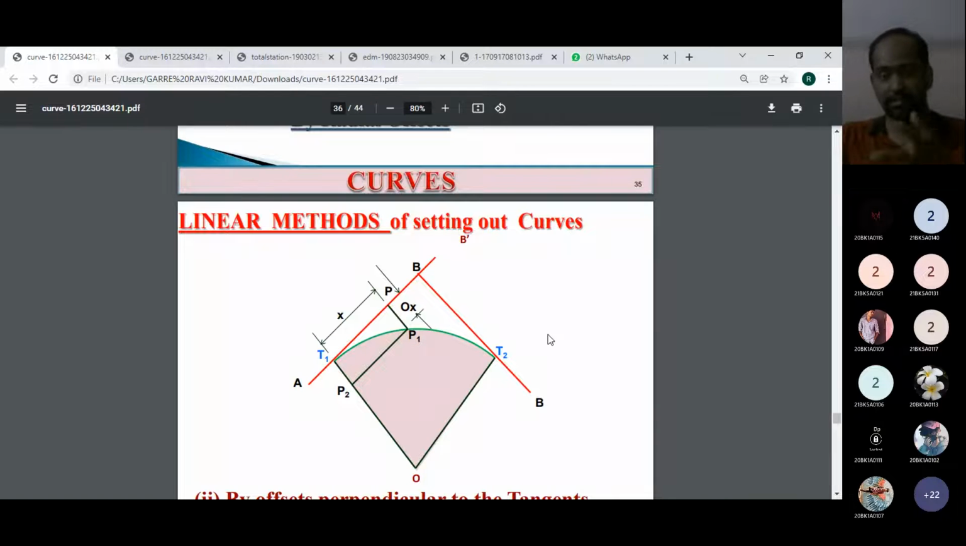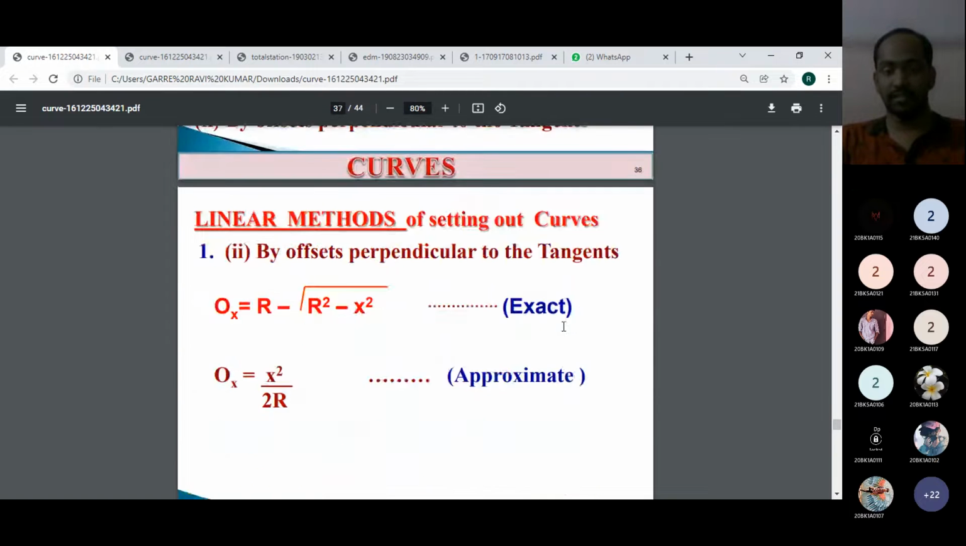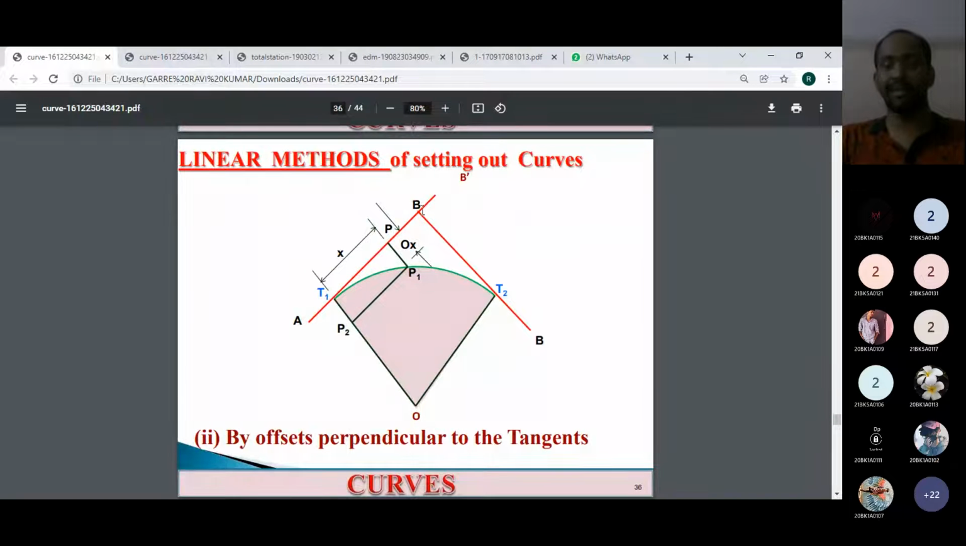We have to keep on setting out the offsets from the tangent until we reach the apex of the curve. What is the apex here? B point will be called the apex here.